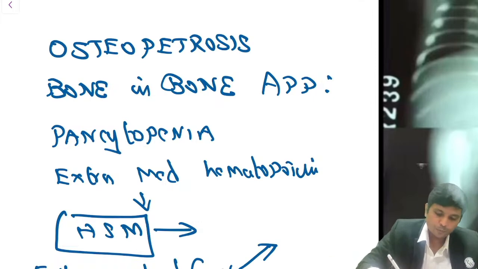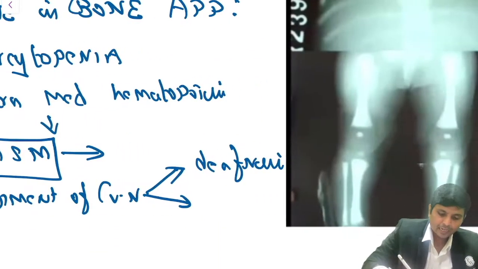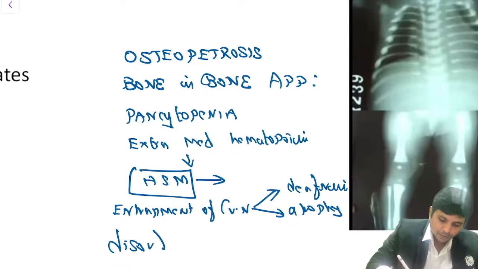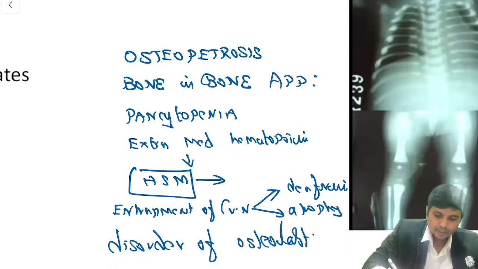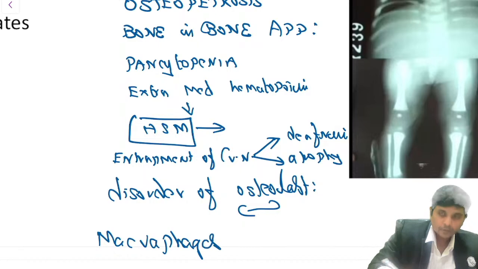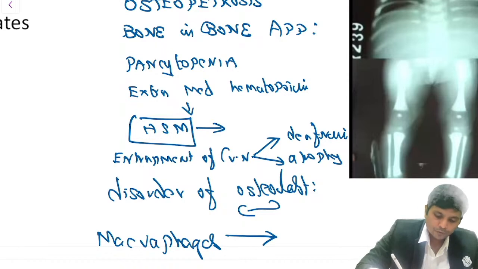It can lead to deafness, or optic nerve compression, which can lead to optic atrophy. Why is it so? Because it is a disorder of osteoclasts. From where do osteoclasts arise? Osteoclasts arise from macrophages, under the influence of RANK ligand. These macrophages are produced from bone marrow.